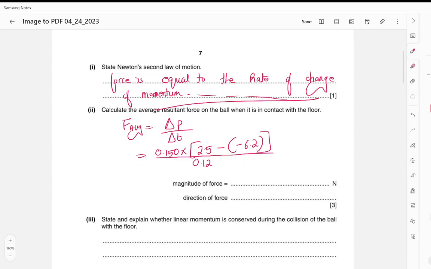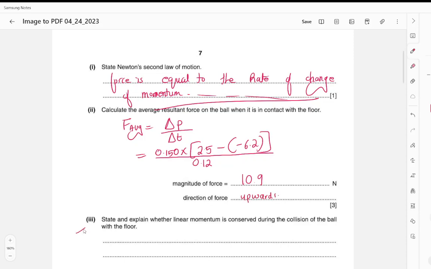0.150 multiplied by 2.5 brackets में, 2.5 plus 6.2 bracket closed divided by 0.12, and this gives me a value of magnitude of the force as 10 point, let's just round it off to three significant figures, 10.9 newtons. Direction of the force on the ball is actually upwards.